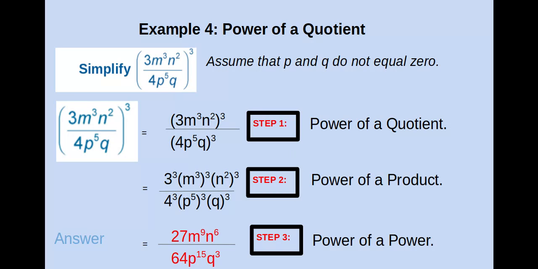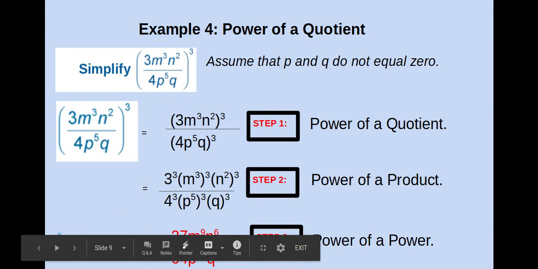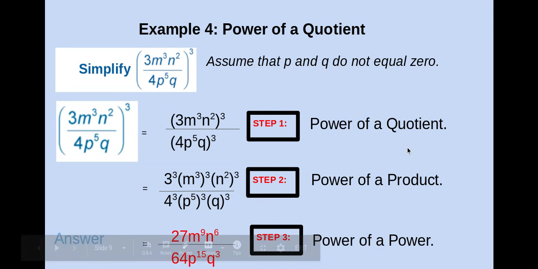So 3 to the third with m to the third, raised to the third, and then n to the second, all raised to the third. And now for our third step, we have power of a power, and the answer is right here in red, which is 27m to the ninth power, and then n to the sixth power, divided by 64p to the 15th power, and then q to the third. And that's our answer right there in red. And it says for our third step, power of a power, and that's our answer.